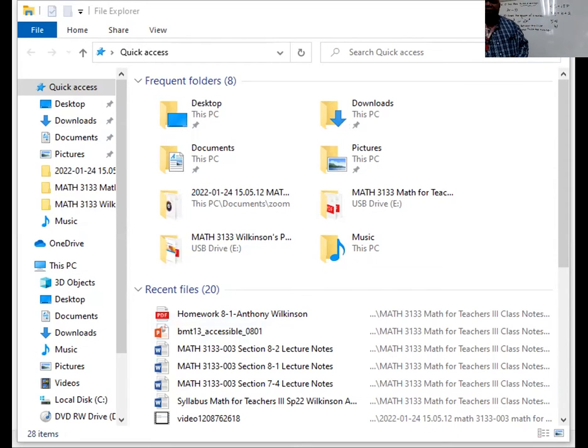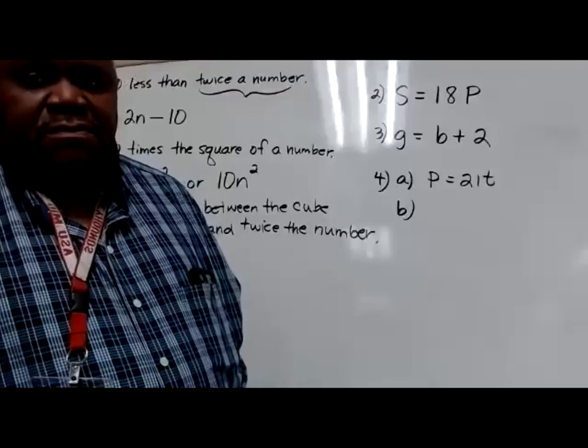All right, so for part A, what would be an algebraic expression for this? Okay, P is equal to 21T, because it's $21 an hour for T hours. And that would be what the pay is equal to.